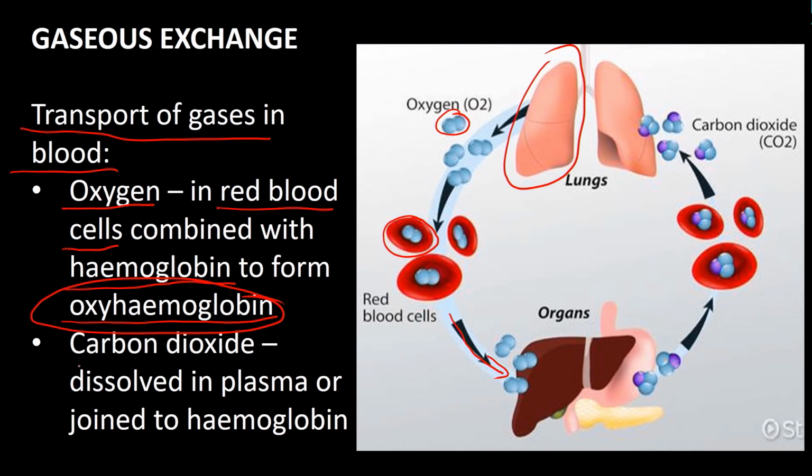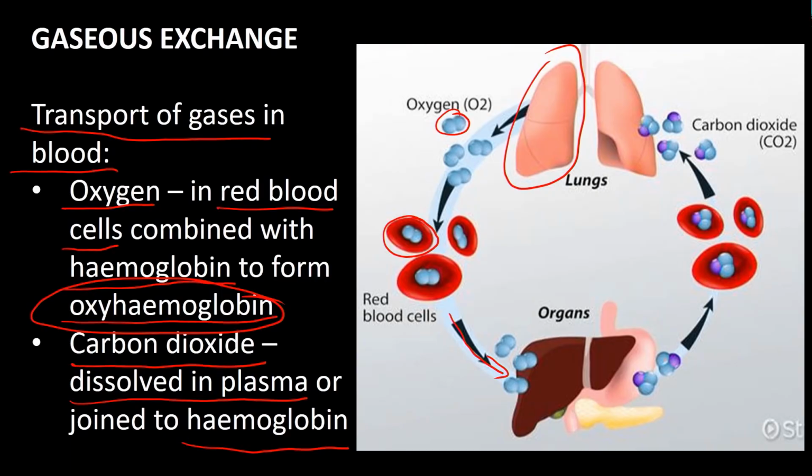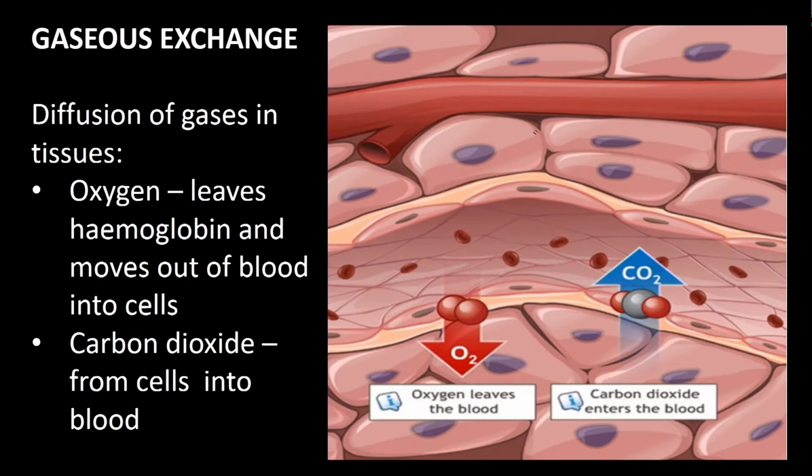Carbon dioxide, on the other hand, is usually dissolved in the plasma, and only a small amount of it is joined to hemoglobin. And when carbon dioxide dissolves in the plasma, it forms a bit of carbonic acid, which changes the pH of the blood, and we'll see more about the significance of that a little bit later. So the gases are now in the blood, and they're going off to the cells.